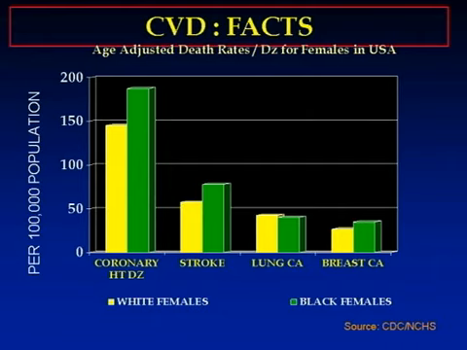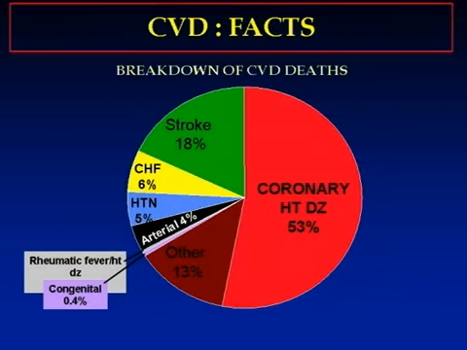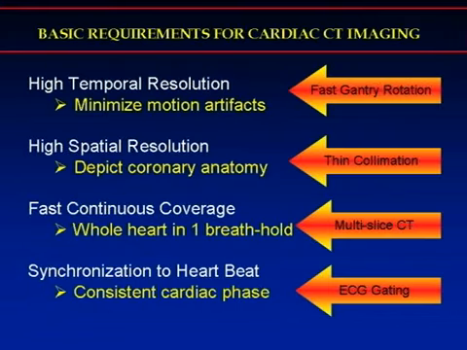When you look at the age-adjusted death rate for women, we hear a lot about breast cancer, but in fact the #1 killer of women in this country is cardiovascular disease. And when you look at the overall breakdown of cardiovascular deaths, the majority of them, or 53%, are due to the presence of coronary heart disease.